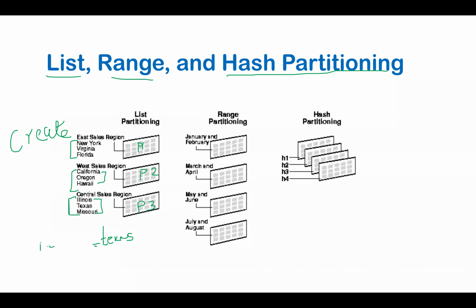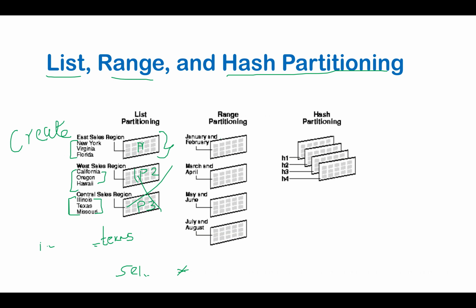If you are using any other regions, like New York, it will go to the first. When you select star from the table name where sales region equals something, Oracle will not go and search the other 2 objects. It will search only this particular partition. Clear? Inside that you can also go for one more partition, that is range partition. So that is composite partition.